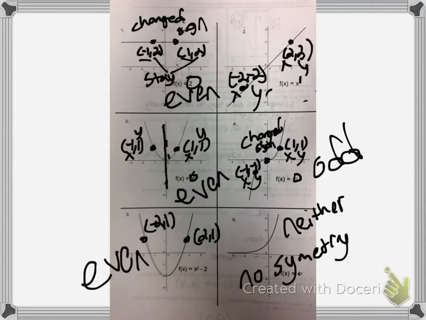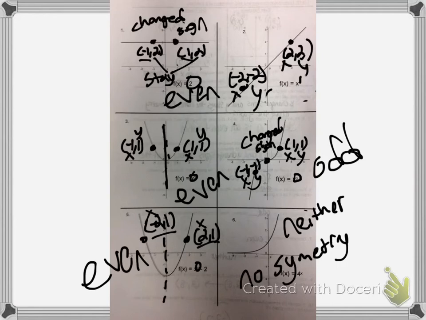Describe function number 5. Alright, function number 5 is symmetrical over the y-axis. Alright. And I just showed a point. 2, 1, negative 2, 1. Notice the x values changed and the y value stayed the same. Also notice your exponent is even. Alright.